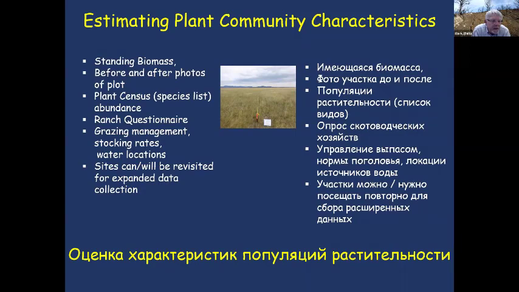We will then clip and we'll look at the total standing biomass. We take photos before we clip and after we clip the plot. We do a complete plant census, get a species list of what's out there for abundance. We will ask the ranch, if possible, a series of questions like, what is their grazing management? Do they use continuous grazing during the grazing season? Do they use some sort of rotational grazing? Do they use a time management grazing system where you might graze it for 7 days or 10 days and move through it systematically? Where is the water located? What is the quality of water? Its temperature, its salinity.